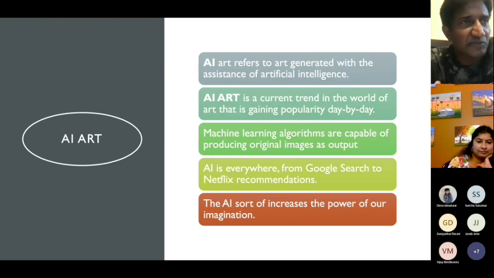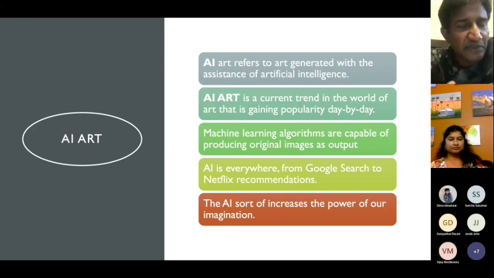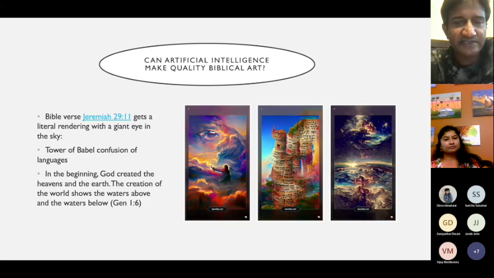And the main thing I want to show is how we can leverage this for depicting some biblical art. Because God created so many things, and when we show that in the art form, it easily communicates with another person, and we can convey the story by showing the art. So in the next screen, I'll show you whether artificial intelligence can really make quality biblical art.